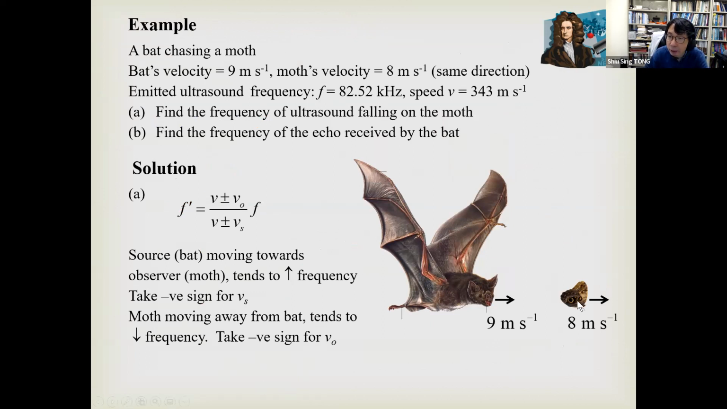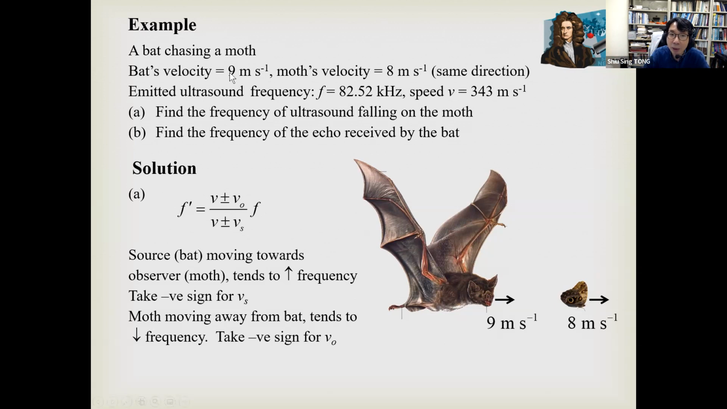Now, suppose a bat is chasing a moth. It's well known that the bat is able to emit ultrasound. When the ultrasound is reflected from the prey, the moth, and the bat detects this reflection, it can distinguish the difference in frequency between the incident and the reflected wave. From this information, it can estimate the distance to the moth, and also the relative speed between itself and the moth. So if it is not flying fast enough, it will increase its speed to chase it.